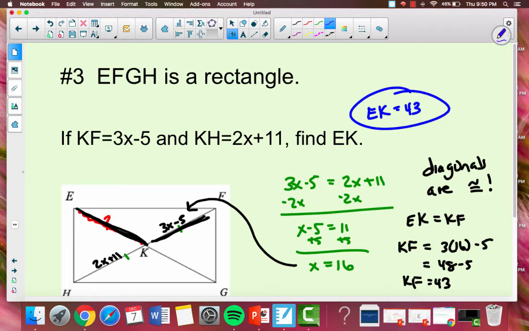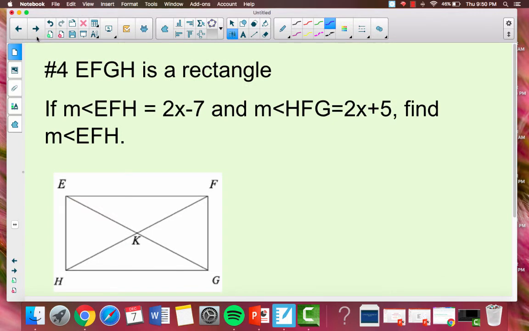Okay, so this just requires you to know that the diagonals are congruent. So if I set up an equation, then I can plug it back in and solve. All right, next example, same exact picture, but we're going to be working with something different here. So it says EFGH is a rectangle. Okay, so we're still dealing with a rectangle, but this time we're going to be working with the angle measures.